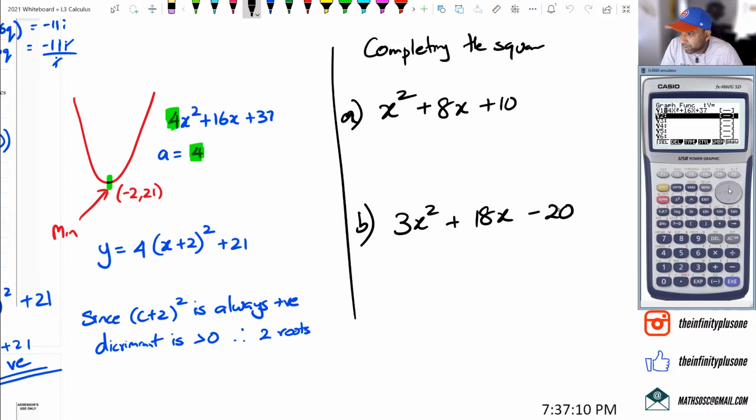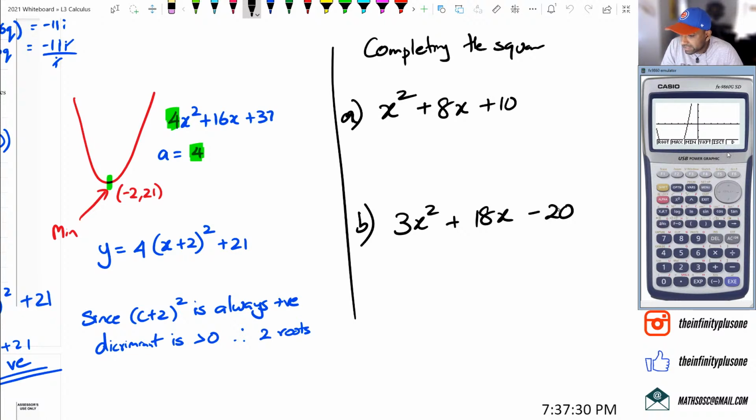So I'm going to plot this one, which is x squared plus 8x plus 10. So there's my parabola right now. I'm going to draw it. I'm going to click on G-solve. Now I know that that's a minimum, so I'm going to click on minimum.